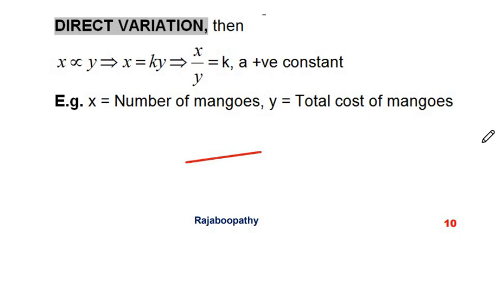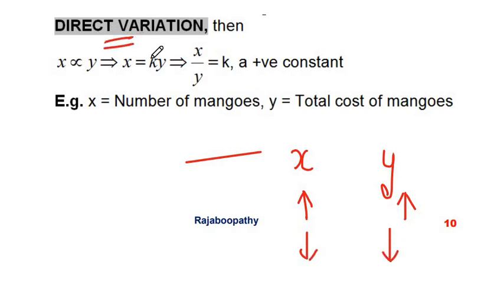So what does நேர்மாறல் mean? There are two parameters, x and y. Suppose x increases and y also increases, then it is direct variation. Suppose x decreases, then y also decreases, then it is direct variation. So direct variation means both the parameters behave similarly.